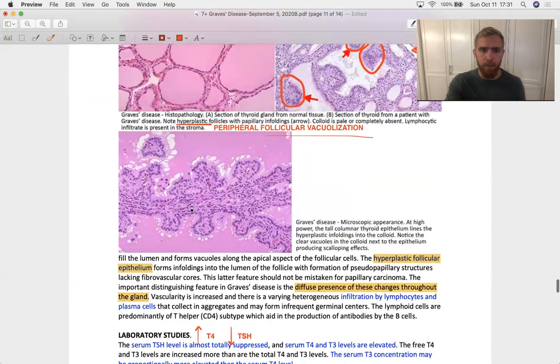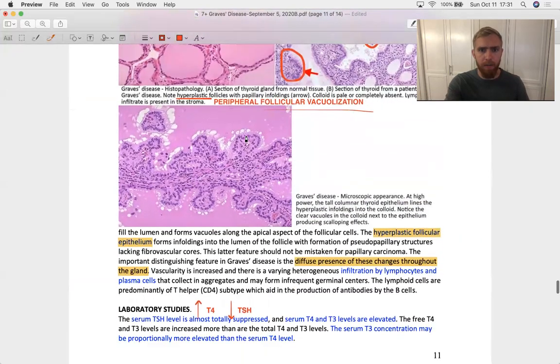Back to the histology, the most characteristic finding is going to be the vacuolization of colloid. So here you can see it's just bubbles.